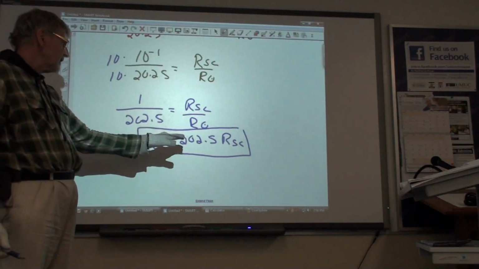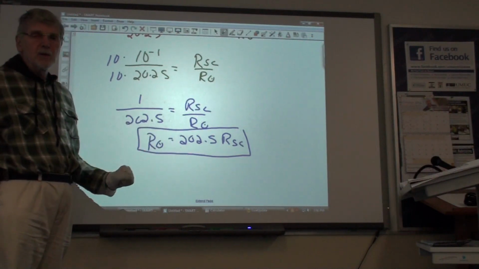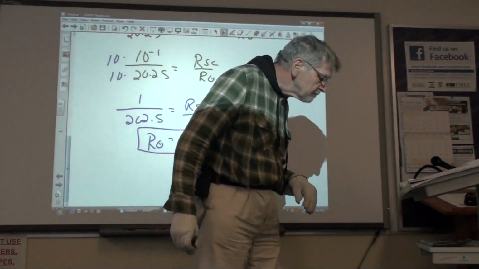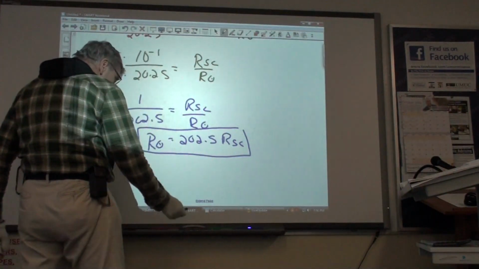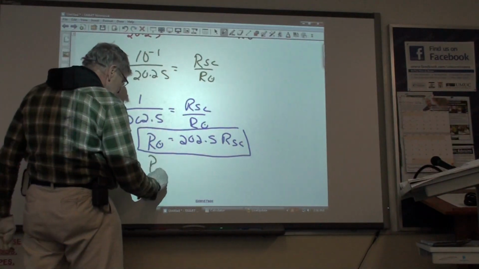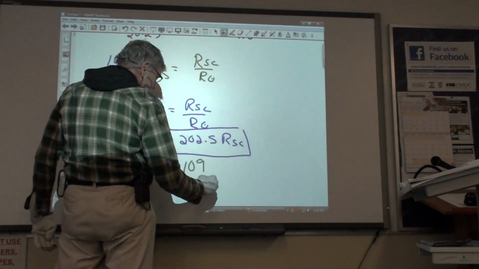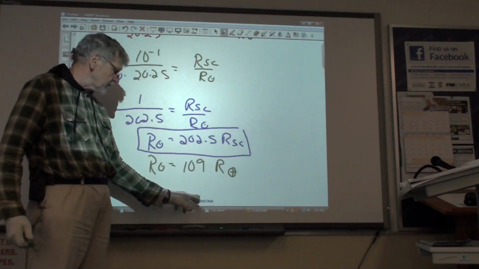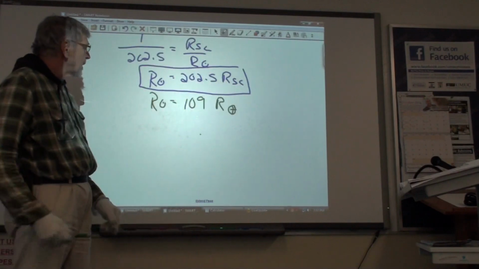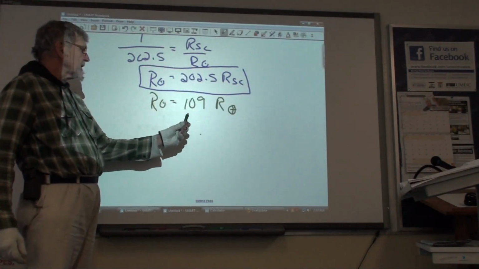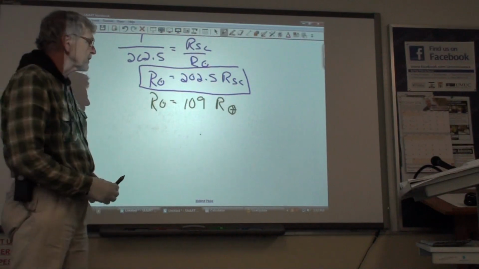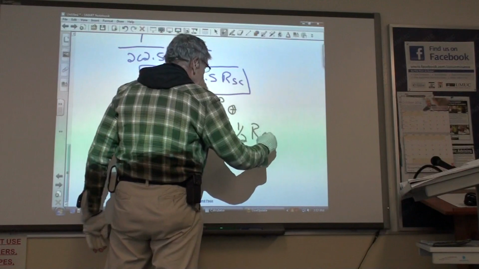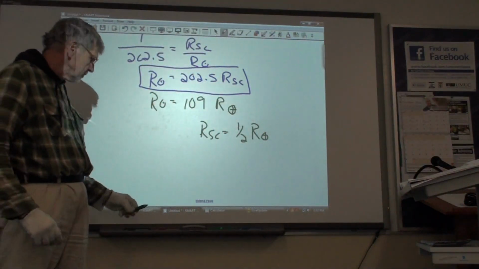So this companion is 202 times smaller than our sun. And they want to know how this compares to the Earth. Now, the radius of the sun is 109 times the radius of the Earth, and the symbol for the Earth is a circle with a cross in it. So you see that this radius is 1/2 the radius of the Earth. So R_SC equals 1/2 the radius of the Earth. So end of that problem.